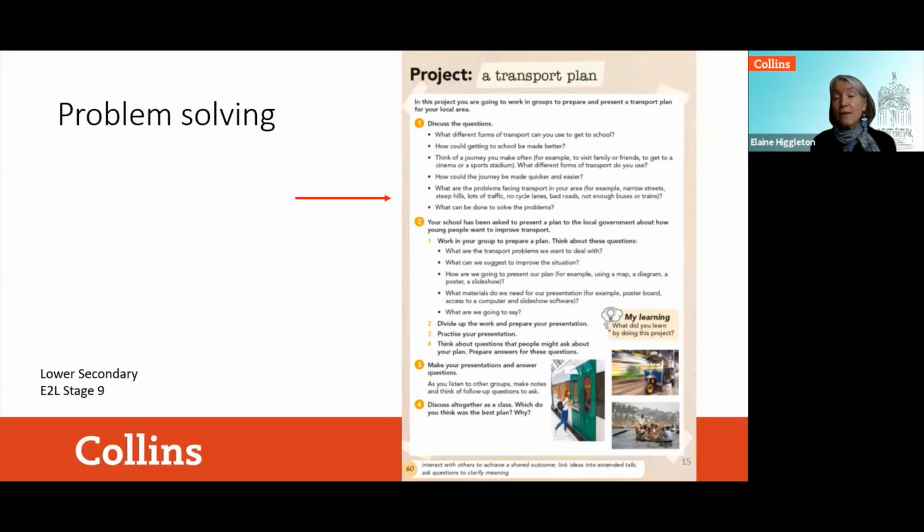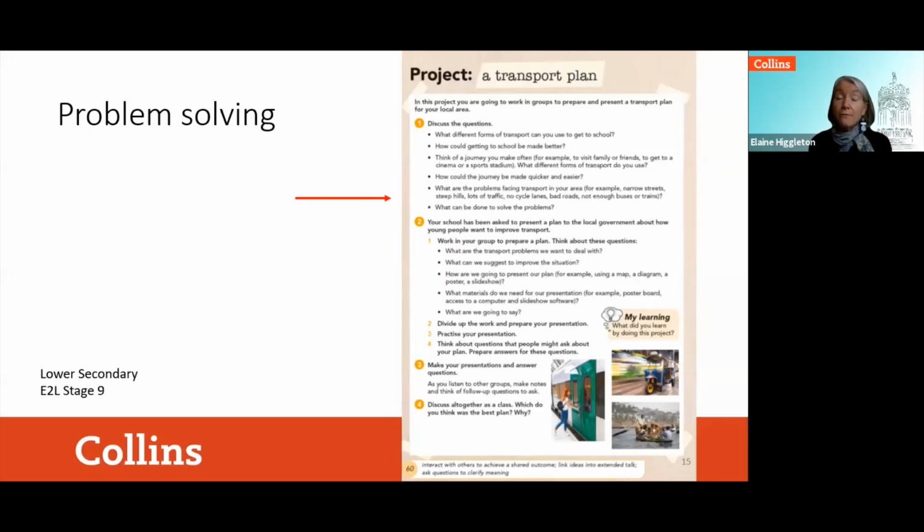You can see this is a project about transport. What forms of transport do you use to get to school? So it's immediately personal. How could getting to school be made better? You have to analyse your problems, evaluate them, and then what can be done to solve the problem. Think about the problem and think about how you can solve it.